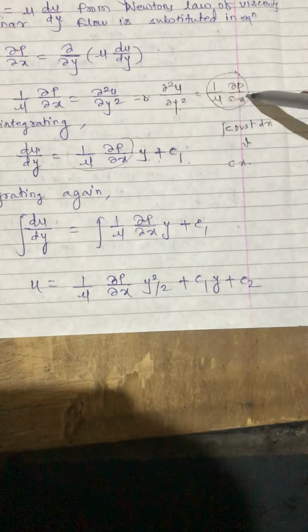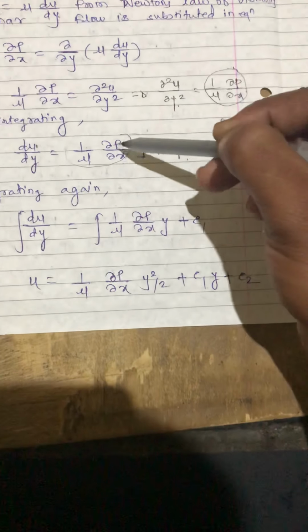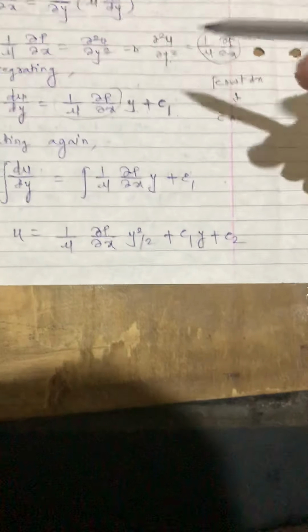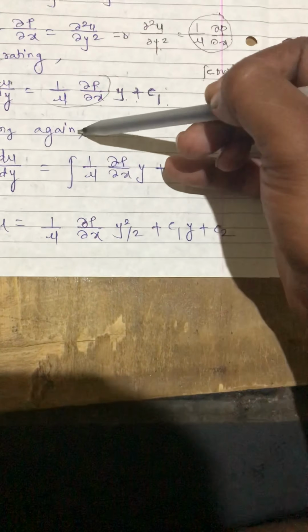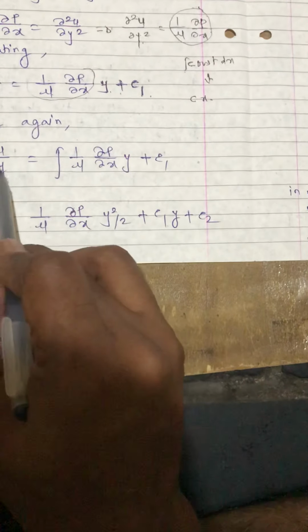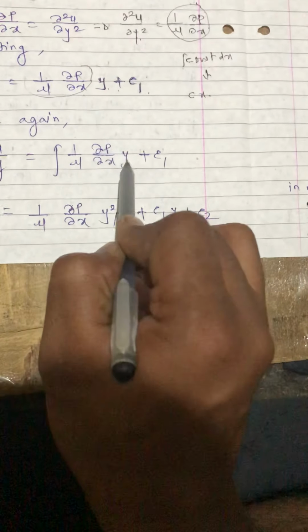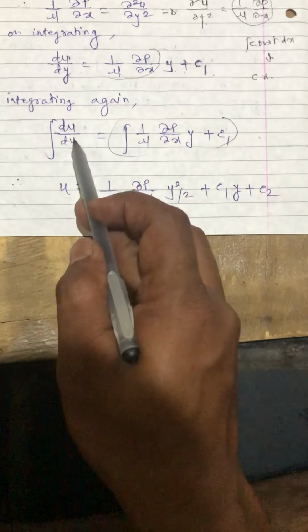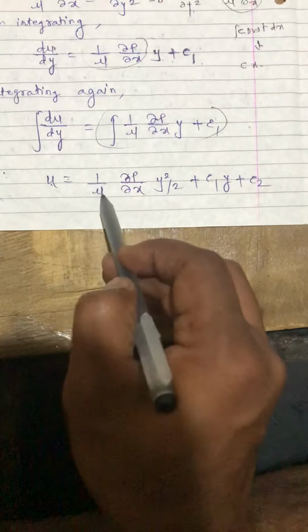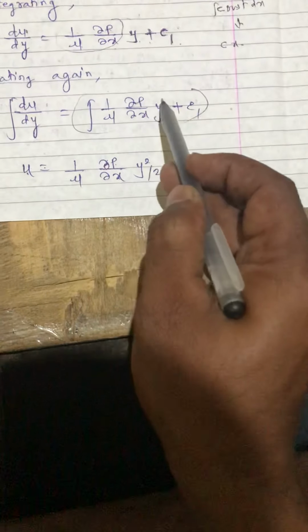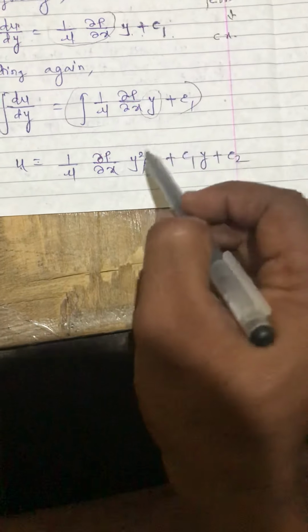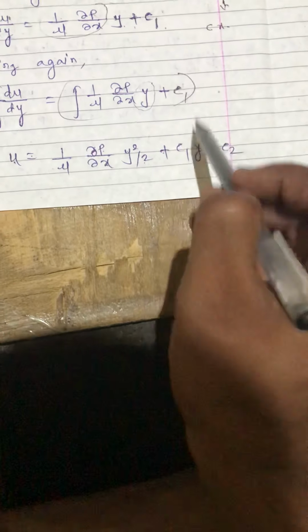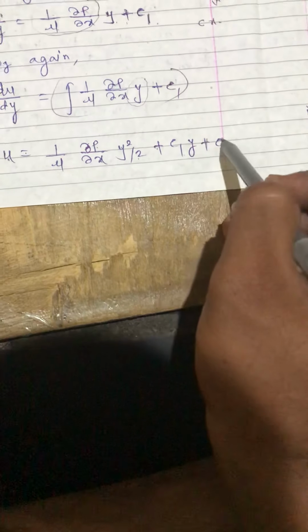Integration of this constant term with respect to y will become constant into y plus integration constant c1. Then, on integrating again, we will get the integration of du by dy equal to the integration of 1 by nu dou p by dou x into y plus c1. So on integration with respect to y, du by dy will become u, which is equal to 1 upon nu dou p by dou x into the integration of y with respect to dy, which will become y square by 2, plus the integration of the constant with respect to y, which will become c1 into y, plus another constant c2.